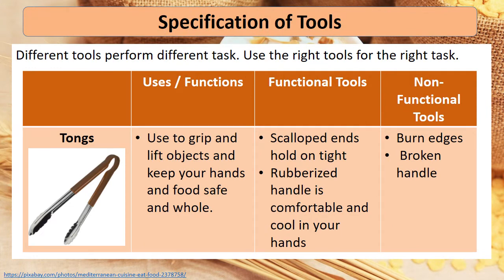Tongs, used to grip and lift objects and keep your hands and foods safe and whole. It is functional if the scalloped ends hold on tight and the rubberized handle is comfortable and cool in your hands. It is non-functional if there are burnt edges or a broken handle.